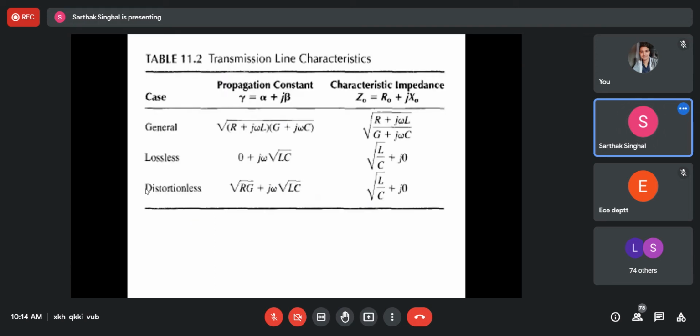And so this was the summary of all the three cases, that is the general transmission line, then the lossless, and the distortionless.